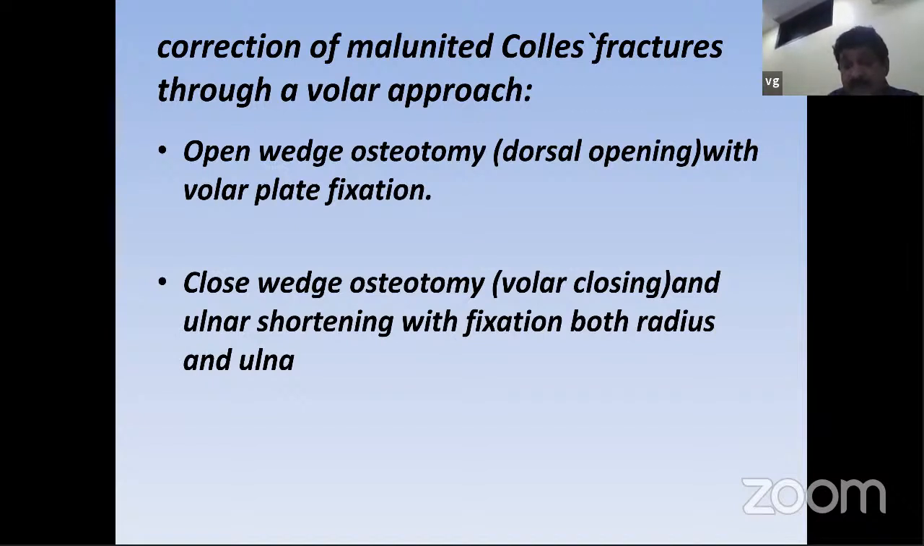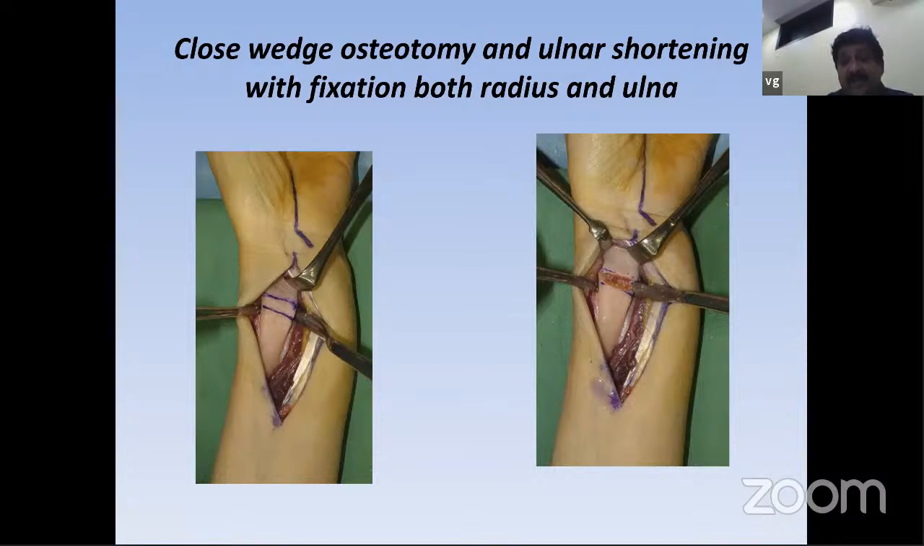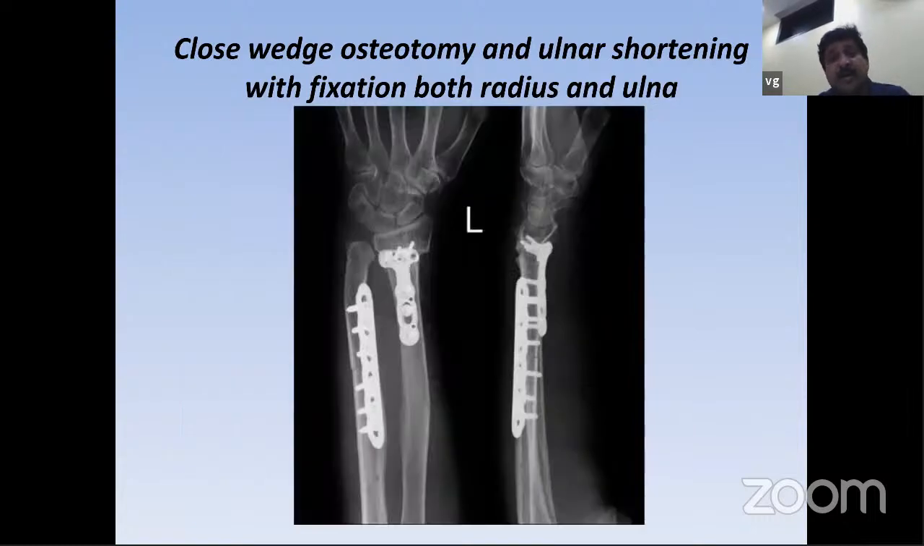So closed wedge, because the radius is already collapsed, when you do a closed wedge osteotomy, you have to most of the time do the ulnar shortening. Otherwise, there will be an ulnar plus deformity. So for a closed wedge osteotomy with ulnar shortening, in a case like this, you calculate all your angles. Then you plan your osteotomy. You have to correct the radial tilt also. So you do the ulnar shortening. This is how the X-ray would look. The DRUJ is reduced, ulnar variance is corrected, ulnar shortening is done, and the osteotomy is fixed with a locking plate.